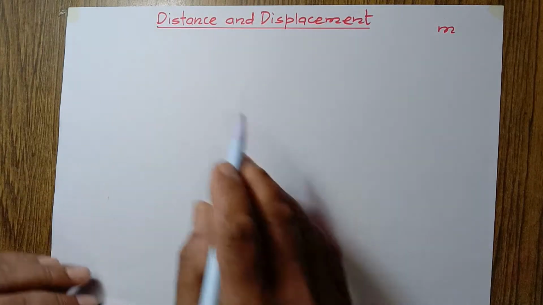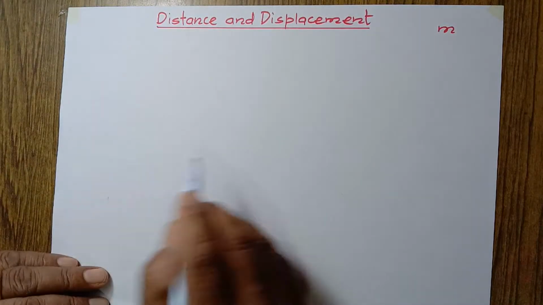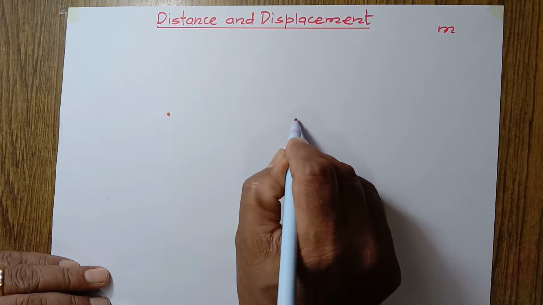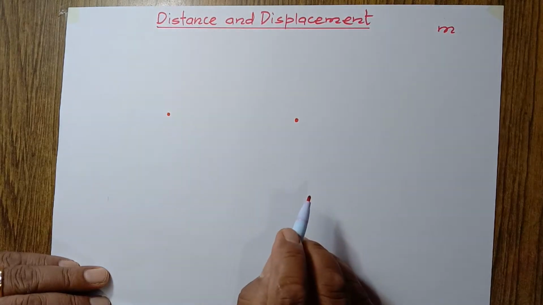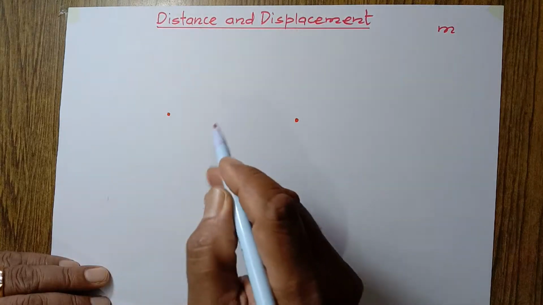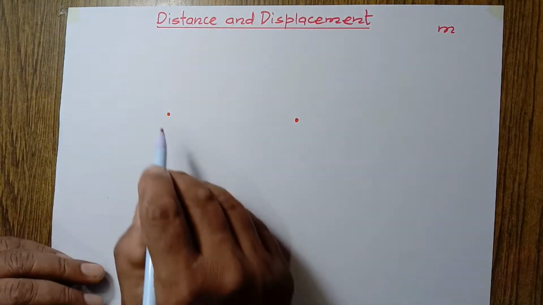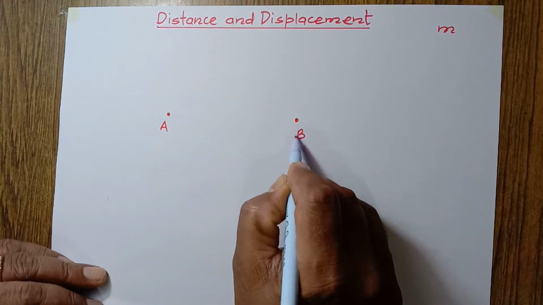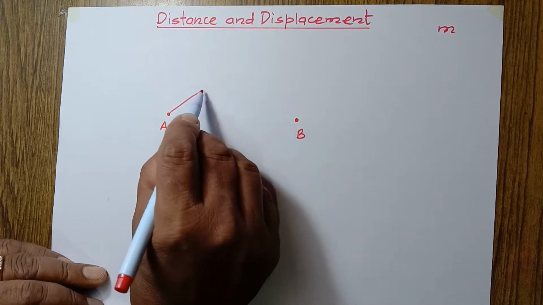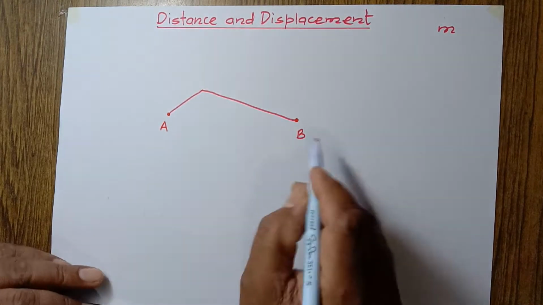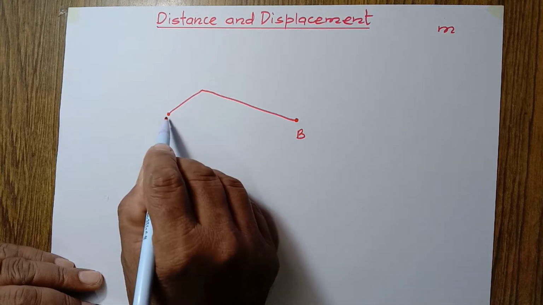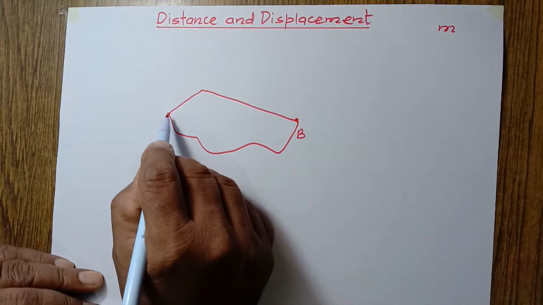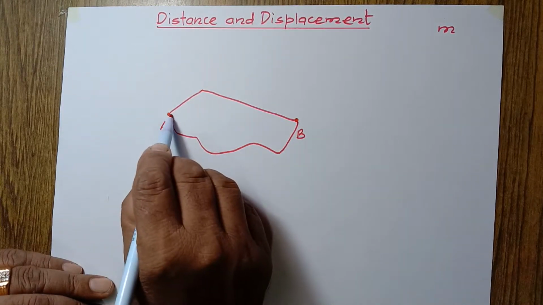Now, I'm going to talk about them, but with an example. Let's talk about the example first. This is, let's say, a place A, and this is another place B. And there may be many paths, many roads, to travel from A to B. Let's say this is one of the paths through which we can go from A to B. And this is another path from which we can go from A to B. And this is another path.